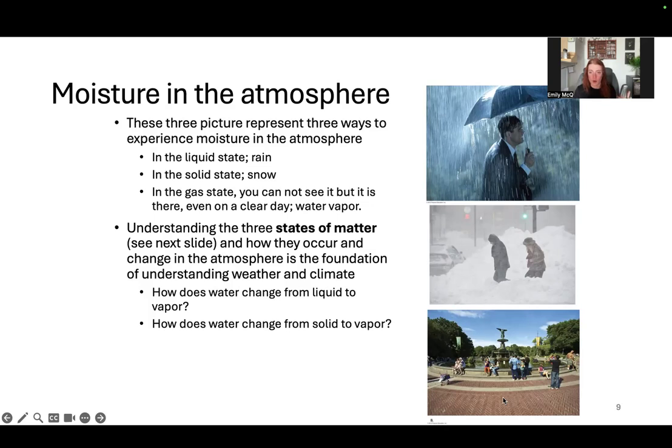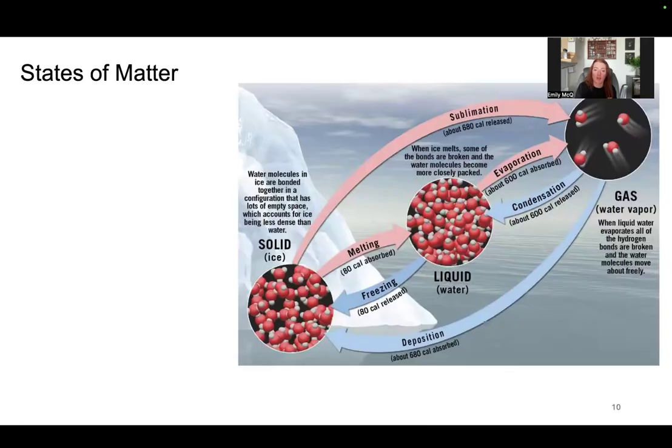So understanding how water is presented in these three states of matter, in liquid, solid, and gas, and how they occur and change in the atmosphere is the foundation for understanding weather and climate. How does water change from liquid to vapor? How does water change from solid to vapor?